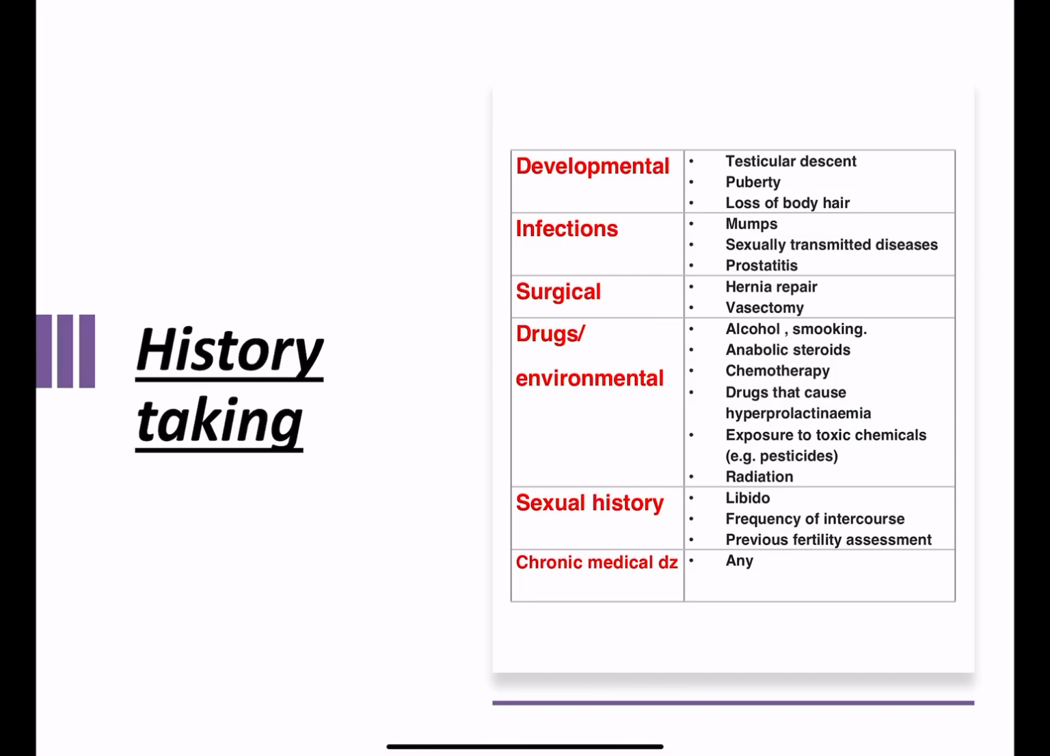Number 5, we ask about sexual history, about libido, frequency of intercourse, and timing of intercourse in relation to the time of ovulation. And as you know, the oocyte remains in the genital tract for just 24 hours. Also, previous fertility assessment and treatment, and if the patient has any chronic medical disease.